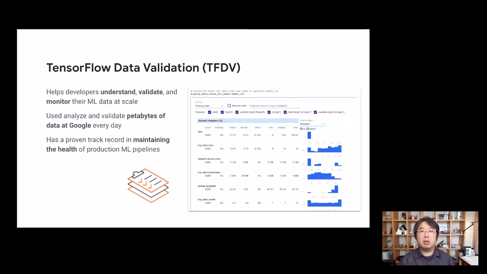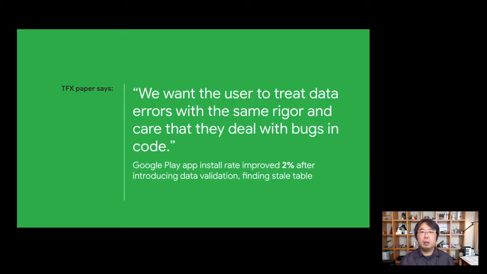TFDV helps developers to understand, validate, and monitor the machine learning data, training data at scale. And as I mentioned, it is used already in some of the largest machine learning systems at Google, so it's a proven framework. And the reason why the TFX or TensorFlow team provided this functionality is that they wanted the user to treat the data errors with the same rigor and care that they deal with the bugs in the code.